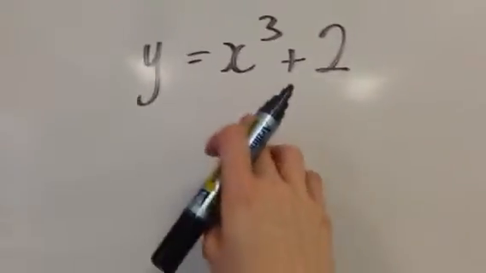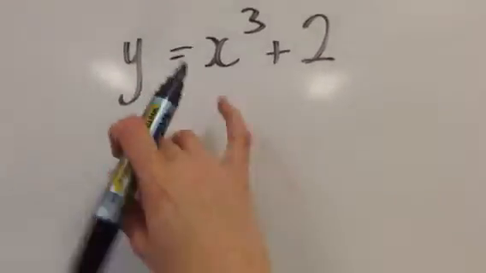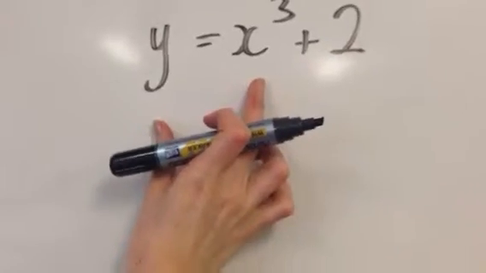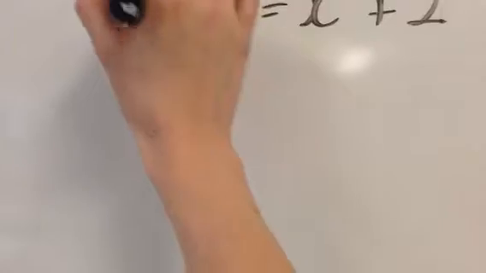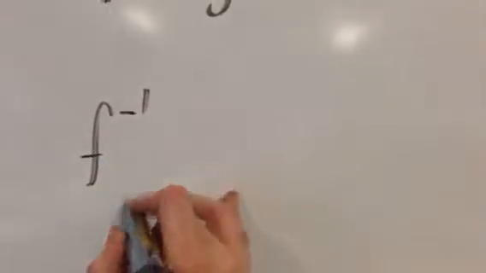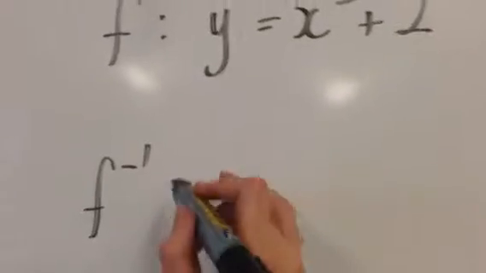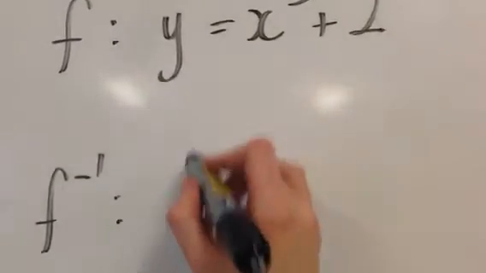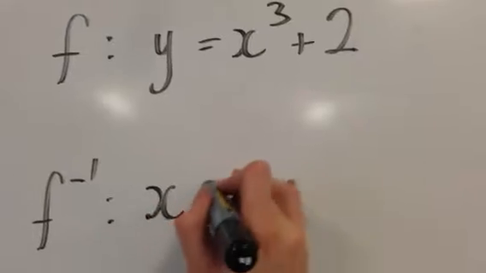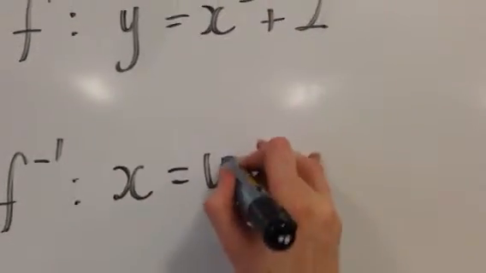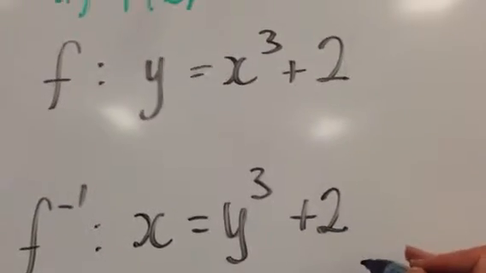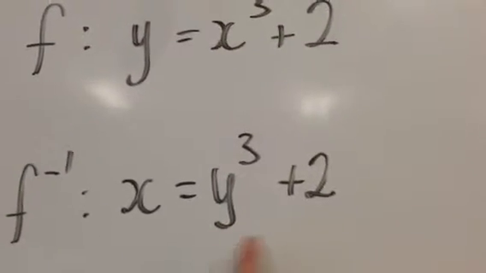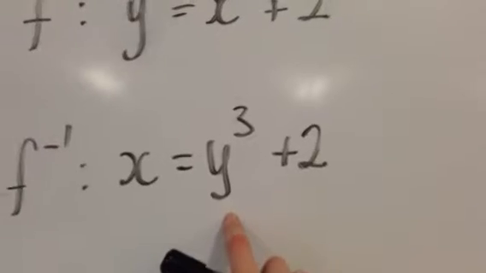Okay, that makes it easy because the way that we find the inverse is we swap these x and y values. So this is the original function. For the inverse function, which we denote with the little -1 at the top, instead of writing y, we're going to write x equals, instead of writing x, we're going to write y, and tack on the plus 2 at the end. And then we're going to rearrange this so that y is the subject.